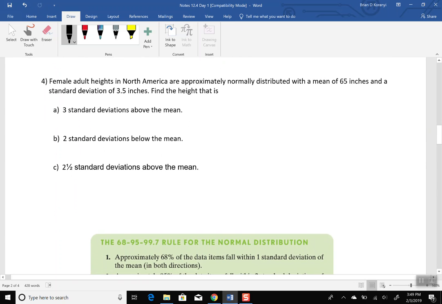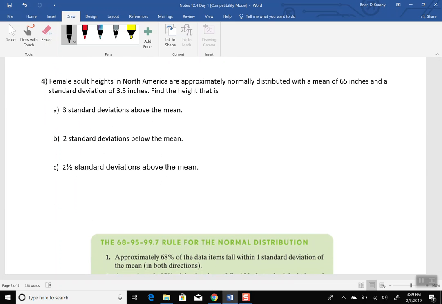All right. Number 4, female adult heights in North America are approximately normally distributed. So this is important. They told you it's normally distributed with a mean, so an average of 65 inches, and a standard deviation of 3.5 inches. Find a height that's 3 standard deviations above the mean, 2 below the mean, 2.5 deviations above the mean.